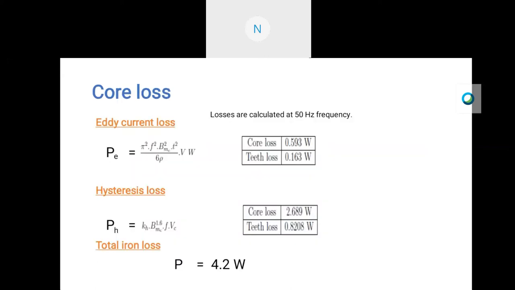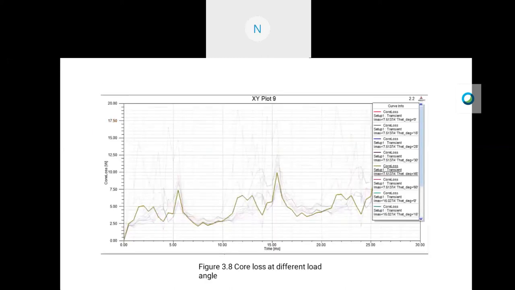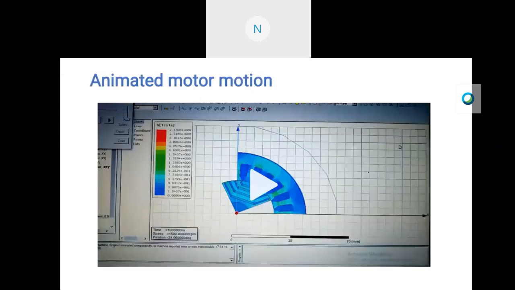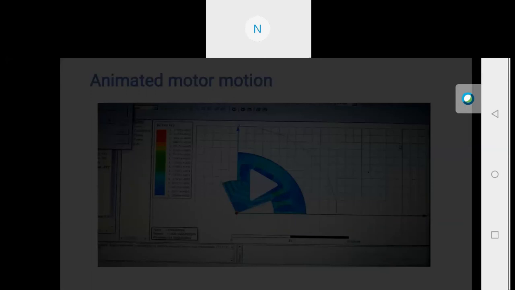Then comes the core loss. We have calculated the core loss; the calculations are here in my report. That is 4.2 watt at 50 hertz frequency, and the simulated core loss is around, less than 5. So it is a very good correlation with our predicted value. This is the cogging torque, and that is our core loss value. And this is the animated motor. Sir, in the next slide, we have an animation of the motor revolving. You can check.